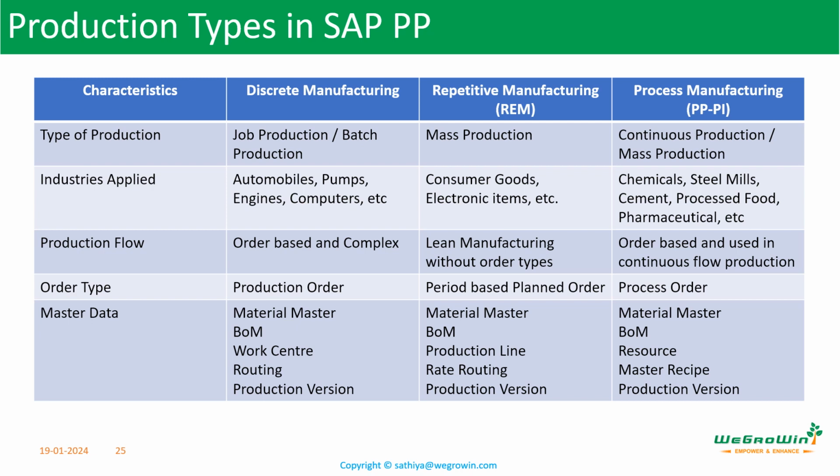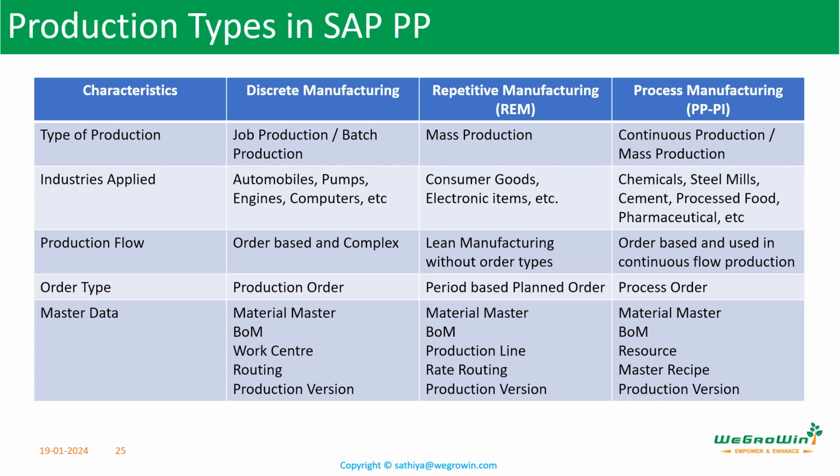As for the production flow, if it is order based and complex, then discrete manufacturing is better. If it is lean manufacturing without order types, then repetitive manufacturing can be used. If it is order based and used in continuous flow, then process manufacturing is better. Order types used in SAP are called production order in case of discrete manufacturing, process order in case of process manufacturing, and period-based planned order in case of repetitive manufacturing.